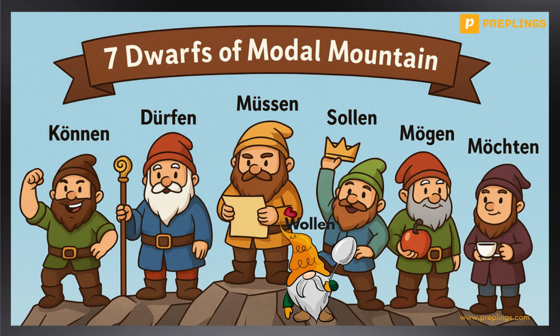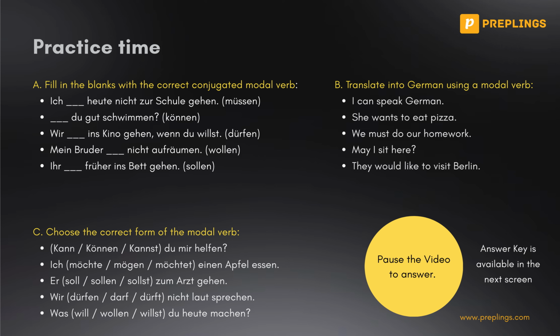Möchten is a polite prince. He is gentle with servants too. He is saying, "I would like some tea, please." Close your eyes and try to remember the 7 dwarfs and their superpowers. It is time for some practice. Pause your video and try them out. The answer key is in the next screen.